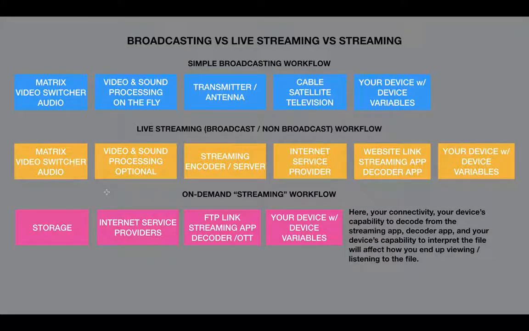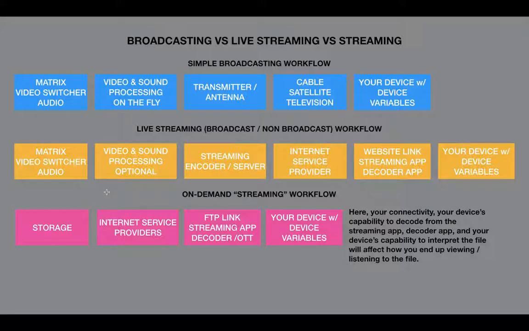So this is the easiest way that I can explain it. In simple broadcasting workflows, you can see here, you're going to have a matrix that's going to direct and combine video signal with audio signal. You may have a video switcher. You may have an audio mixer, like at a radio station. And then all that content is being sent through this matrix, this video switcher, or this audio mixer, for example.